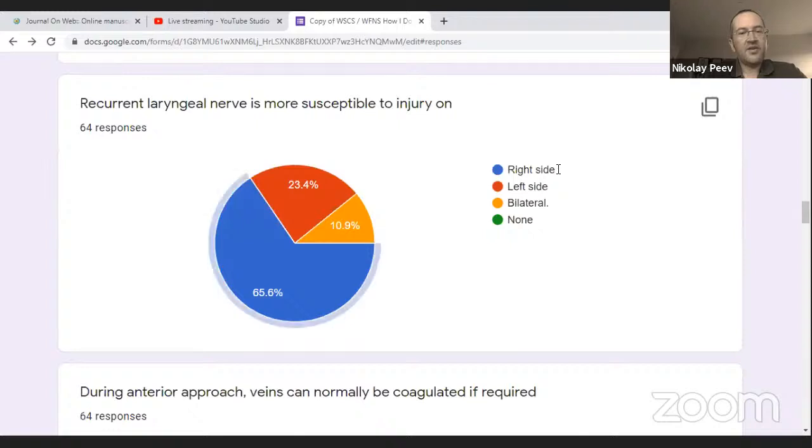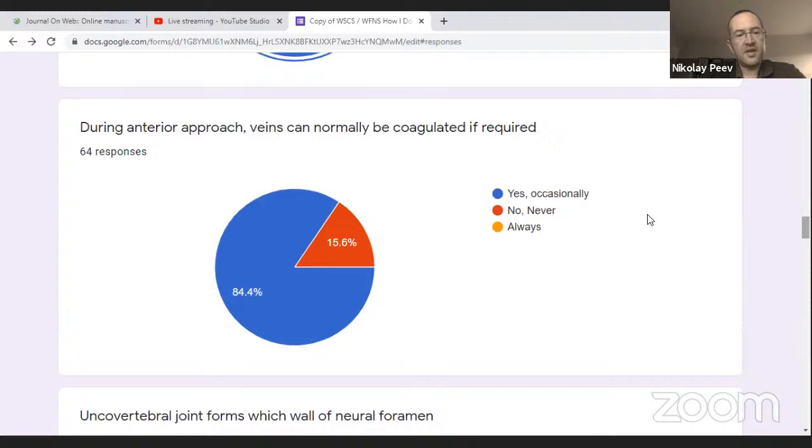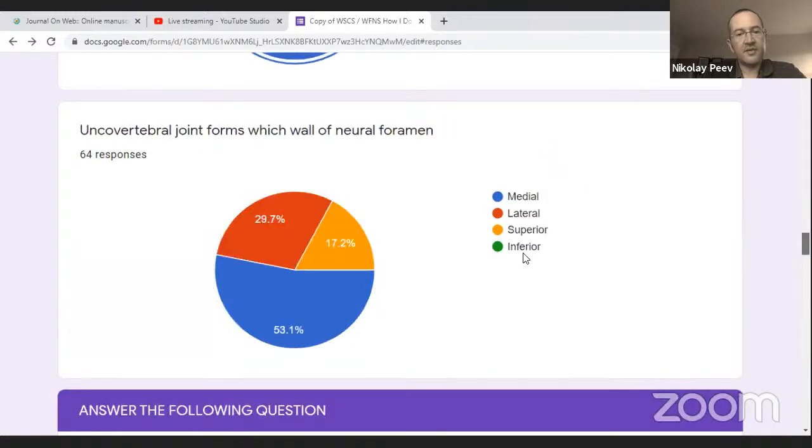The recurrent laryngeal nerve is more susceptible to injury on which side? The majority, 65%, yes, that is the right answer. Okay, during anterior approach, veins can normally be coagulated if required. Yeah, that's okay, that's right.